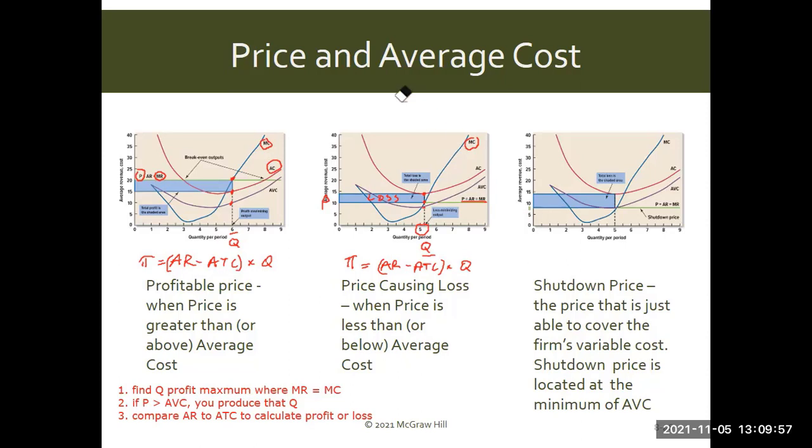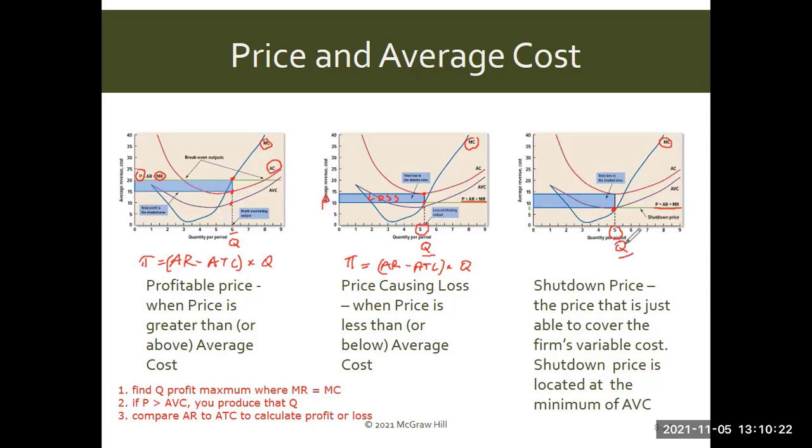Okay, so let's look at this third diagram. And we start with the same old rules. We find where the quantity profit maximum point would be, where marginal revenue equals marginal cost. So here's our marginal revenue, and there's our marginal cost. Those two are equal right there. So we determine that the best quantity to produce would be 5 if we're going to produce at all.